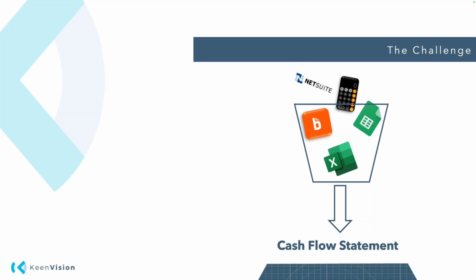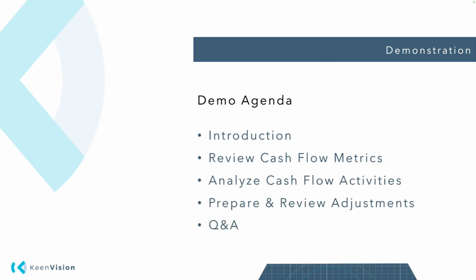One of our clients, a controller at a global direct-to-consumer e-commerce business, was getting ready to IPO, and we implemented an advanced cash flow model at the granularity they needed to become public ready and eliminate their manual workflow. So for today's demonstration, we're going to review some cash flow metrics and reports, analyze operating, investing, and financing activities, and last, prepare and review adjustments if needed before publishing.